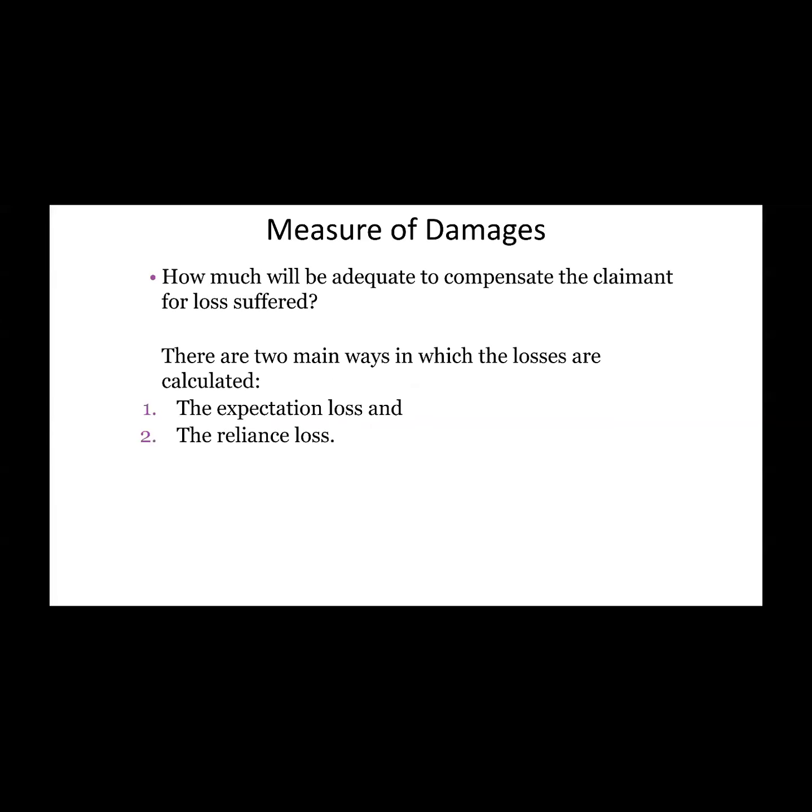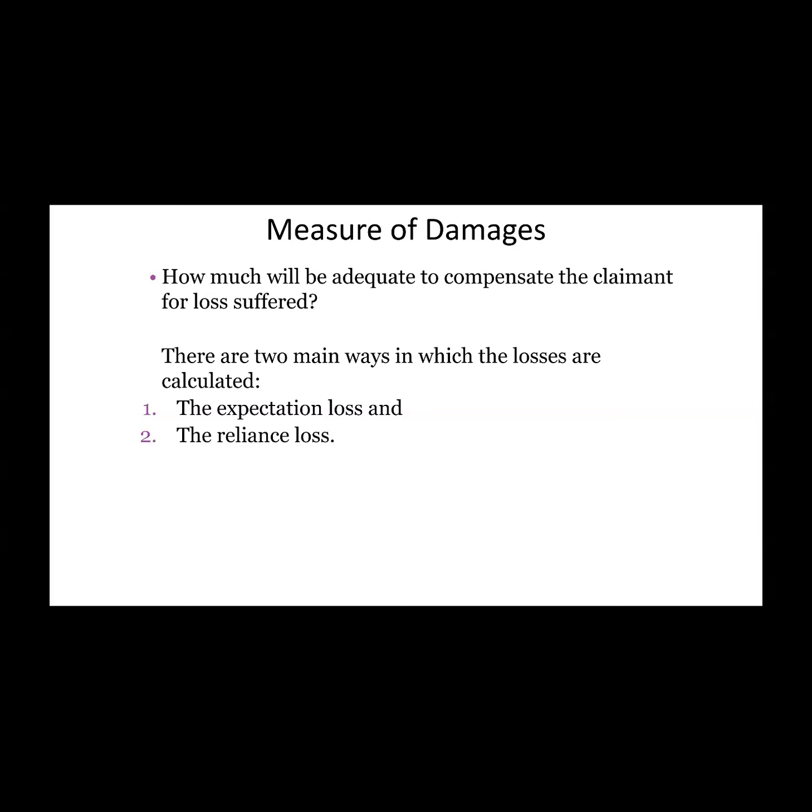So to be able to calculate the amount of compensation that a party is entitled to, right? The court uses what is referred to as measure of damages. How much will be adequate to compensate the claimant? To be able to answer that question, the court utilizes two primary ways. Two primary ways, and they are the expectation loss and the reliance loss. So the primary measure is the expectation loss, right?